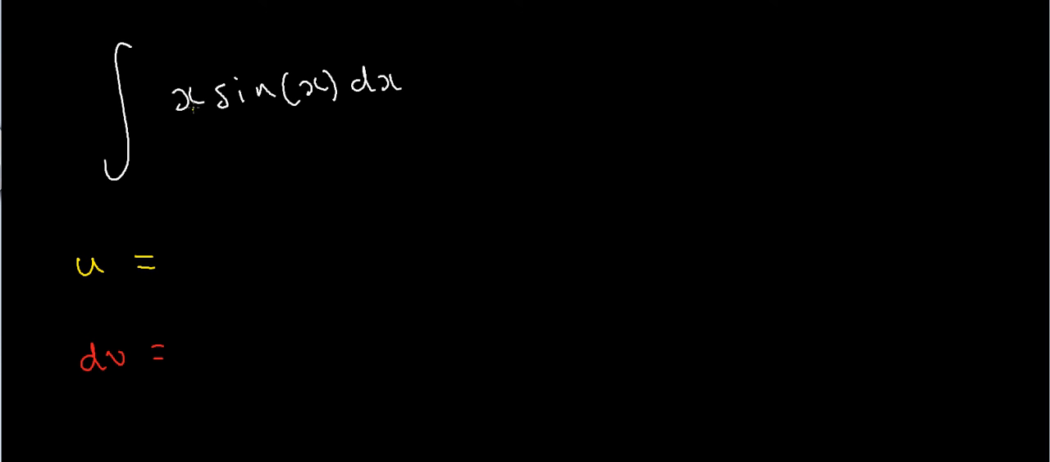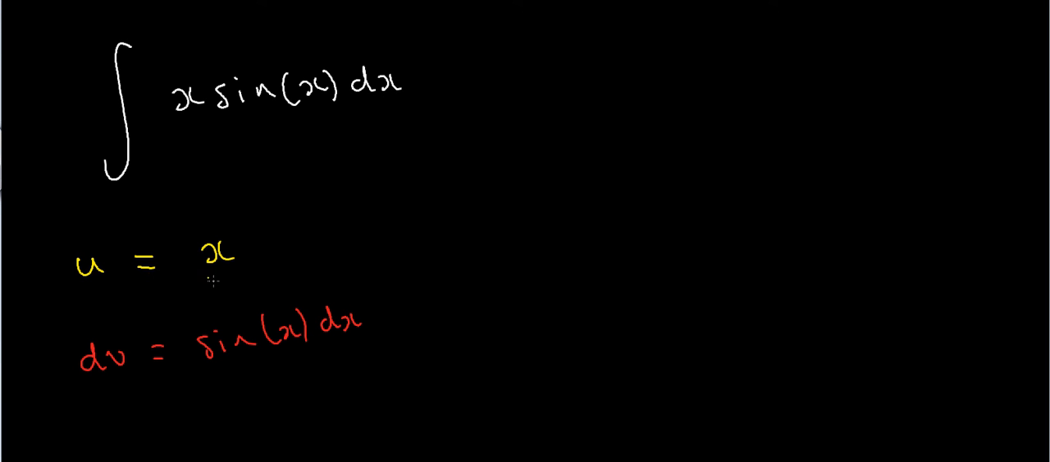Well, in this case, if I differentiate x, I know that's just going to give me 1. So that's something that's probably going to make my life easier. So let's do that. Let's choose u to be x and see what happens. And remember, if I pick u to be x, that means I've got to pick dv to be the other thing. That's sine x dx. Whatever's left over, basically.